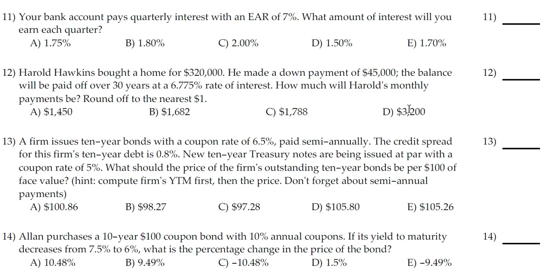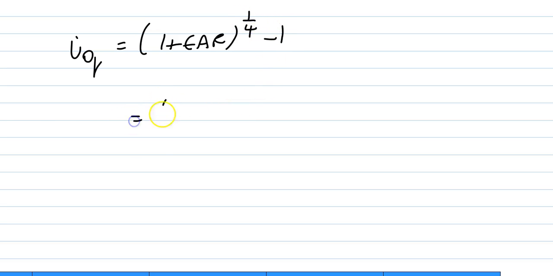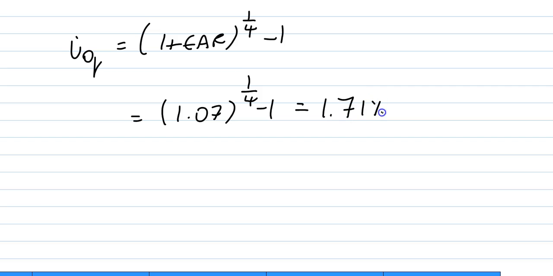Alright, 11. Your bank account pays quarterly interest with an EAR of 7%. What amount of interest will you earn each quarter? So here we are going from effective annual to effective quarterly. So the effective quarterly rate would be equal to 1 plus EAR to the power of 1/4 minus 1. So in this case, it's going to be 1.07 to the power of 1/4 minus 1, or it's going to be 1.71%.